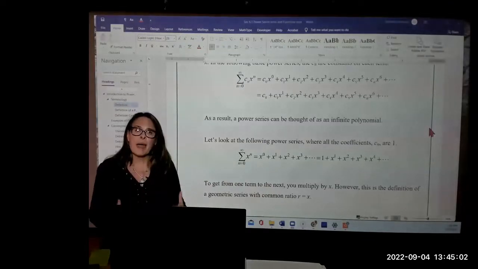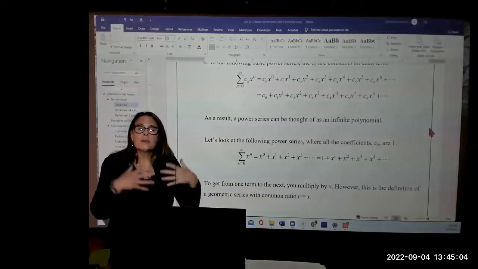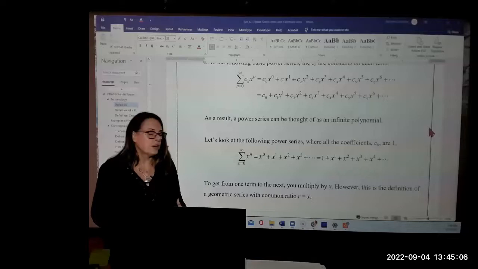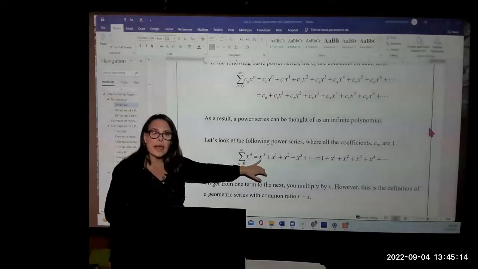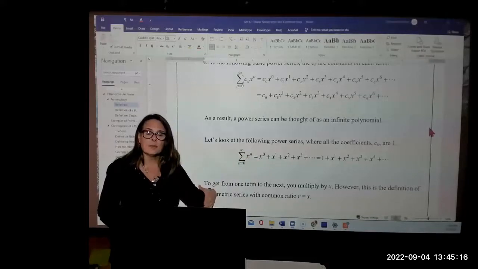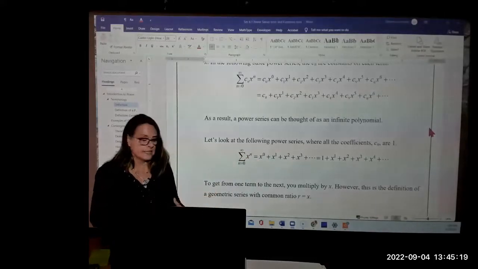And we call this a power series because we have powers on a new variable which does not depend on the index of the series. So the index is n, and this is the variable x. So x is raised to the n power, but x is not n.